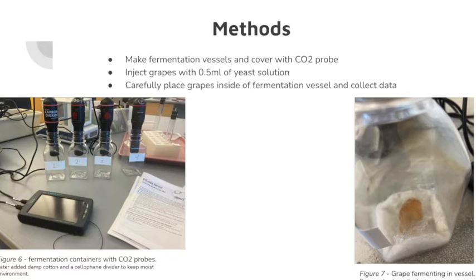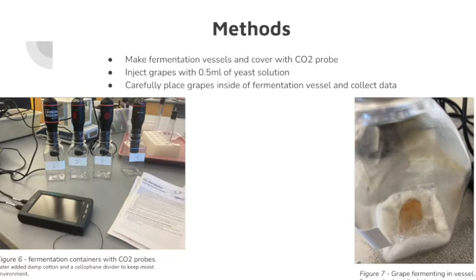For making a suitable fermentation vessel, I grabbed 4 clean plastic bottles that the CO2 probes could fit in through the top. Then I soaked cotton pads with water and set it at the bottom of the bottle. After this, I cut a small section from cellophane and unfurled it on top of the cotton pad. I repeated this 4 times for each chamber.